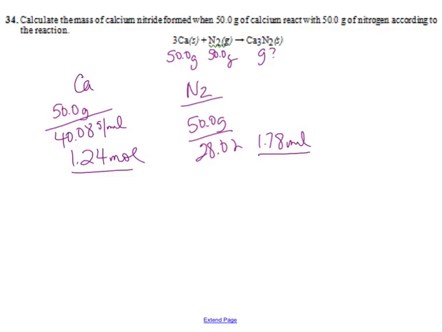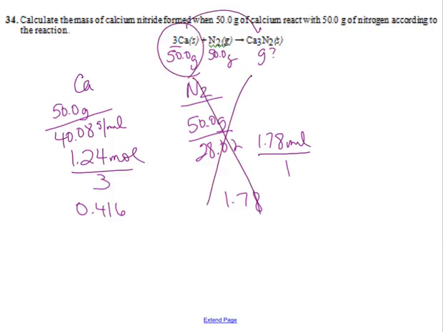Nope. I need to figure out how many I need for the sandwich, 3 and 1. So I need to divide this by 3 and divide that by 1. And so what do we get? 0.416 compared to 1.78. So what is in excess? Nitrogen is in excess. This is the limiting reagent, and we're going to stoich over to solve for grams.